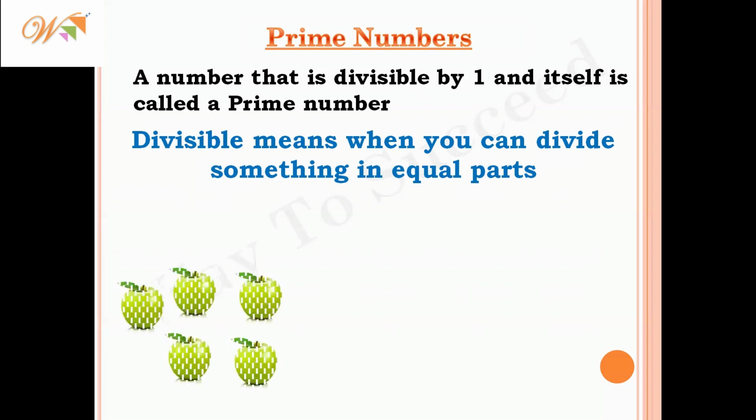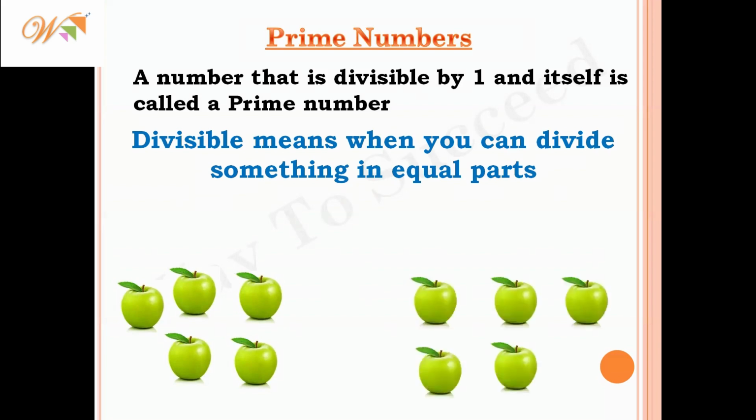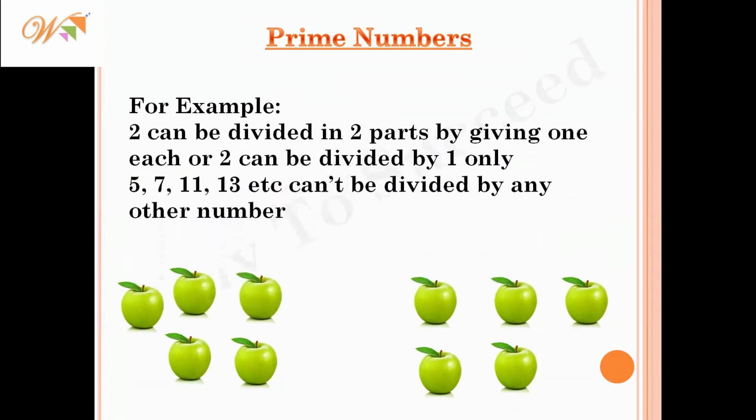So when I say divisible, divisible means we can divide something in equal parts. So for example, if you have 5 apples, if I want to divide them in the parts of 2, so 2, 2 and then 1, right? I was not able to equally divide them. If I divide it in the parts of 3, so 3 and then I get 2. I was not able to divide it equally, right?